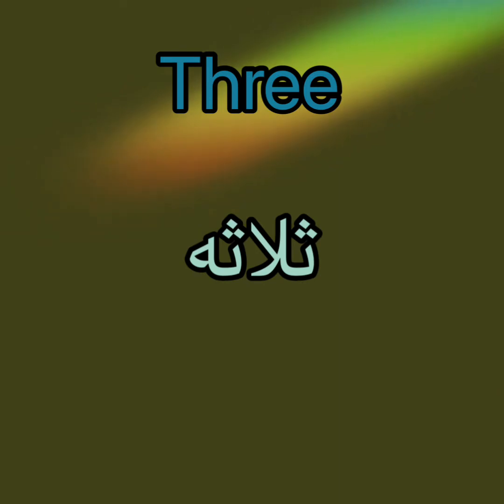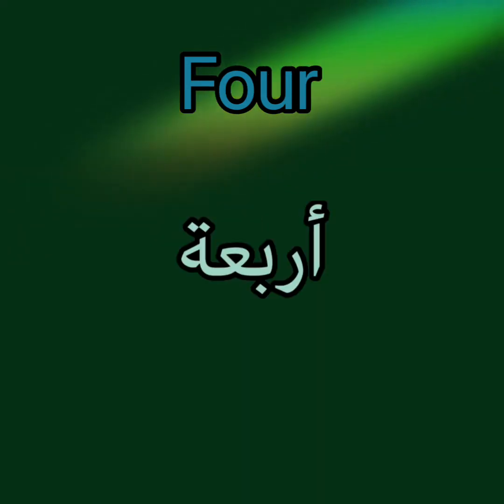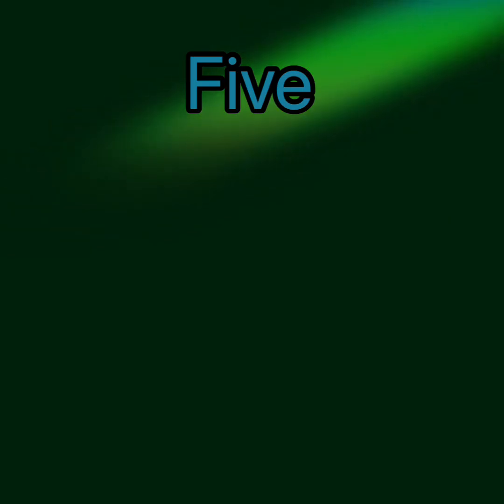اثنان. But sometimes you would hear اثنين. Three is ثلاثة. Number four is أربعة. Number five is خمسة.